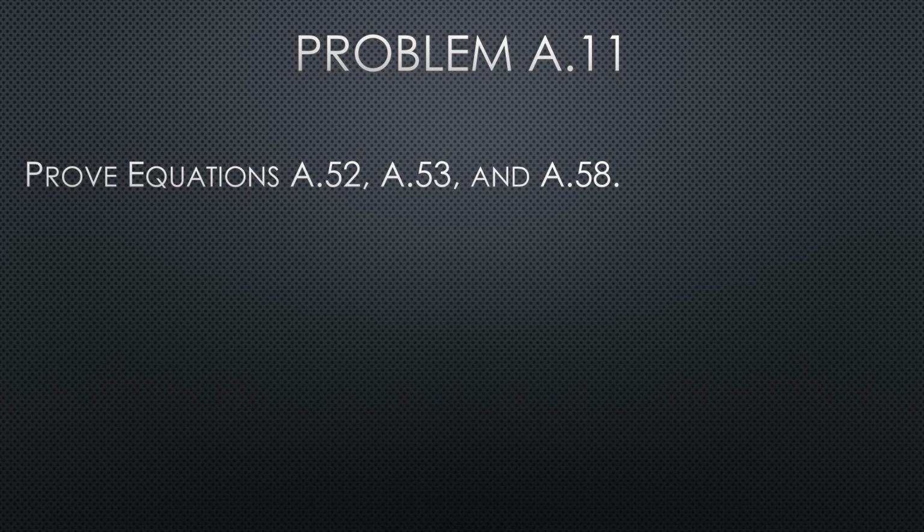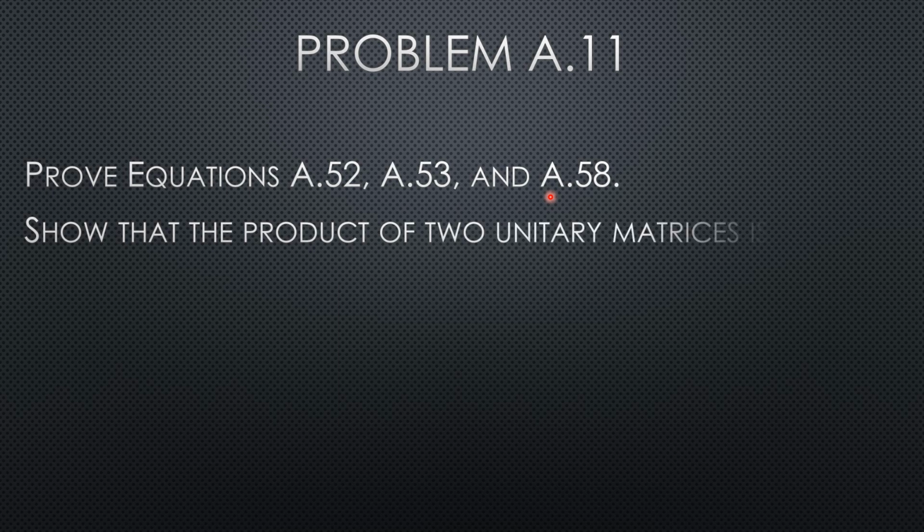In problem 11, we're tasked with proving equations 52, 53, and 58, which are the transpose of a product, the adjoint of a product, and of course the inverse of a product. Then in the second part, we're tasked with showing that the product of two unitary matrices is unitary.